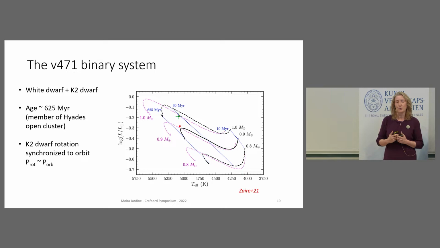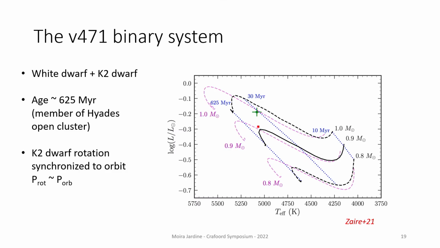So here's exactly the same plot again, luminosity against temperature, evolutionary tracks. Here are the two components of this binary system here. These are reasonably old stars, about 600 million years. It's a lot younger than the Sun at 4,500 million years, but still a lot older than the very fully convective stars I was showing you earlier.